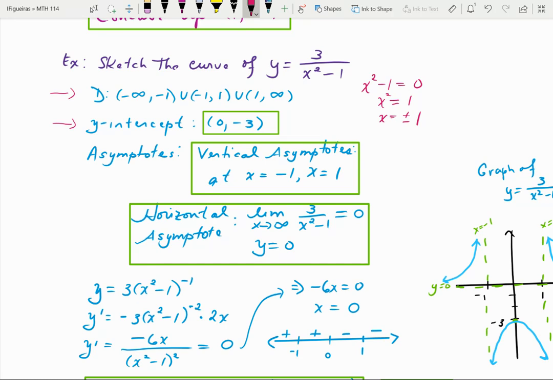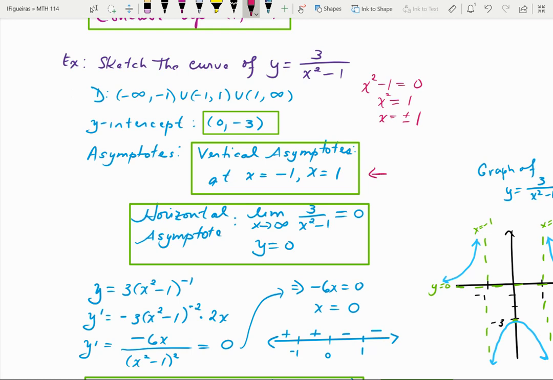Because I had restrictions on the domain, I'm going to have vertical asymptotes at negative 1 and 1. So vertical lines are indicated as x equals, so that's why I have here x is equal to negative 1 and x is equal to 1. And I have a horizontal asymptote as well.